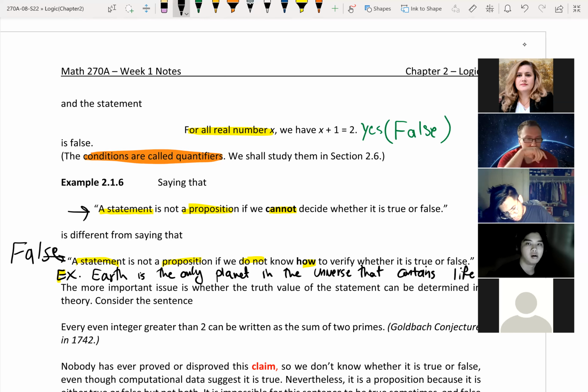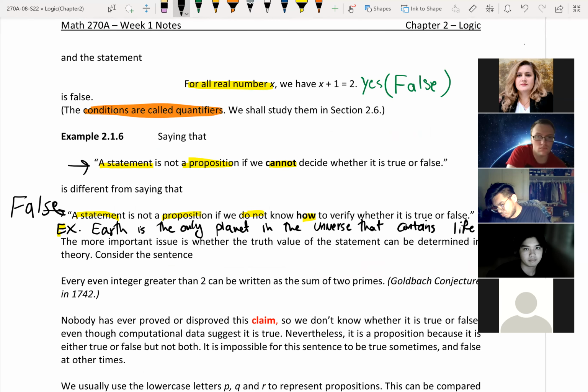Okay, but there still exists only one single answer for this: Earth is the only one that has life. Either it is true or false, but we don't know it right now. So if we do not know how to verify true or false, that has nothing to do with being a proposition or not. Does it make sense? Do you agree with this example? Yeah, that makes sense. So the first one is true, right?